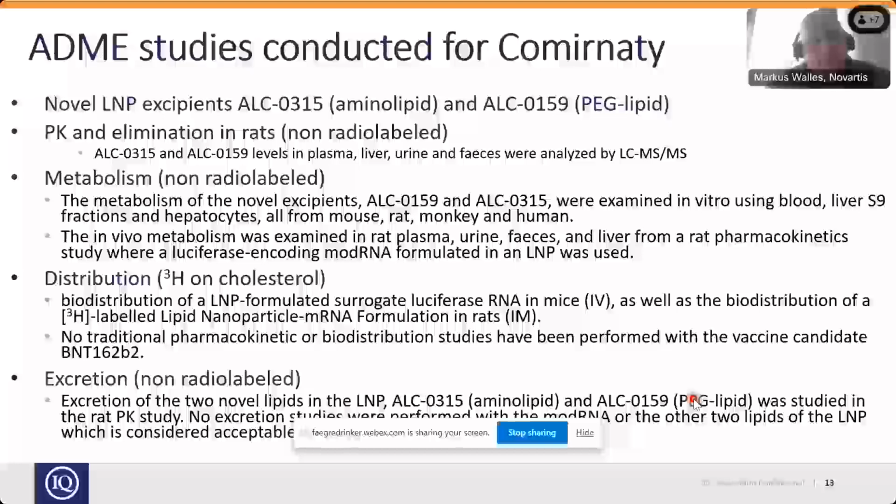The distribution studies, as I mentioned before, were done by QWBA, and for these formulation studies, the cholesterol in the LNP formulation was radiolabeled with tritium. This is a valid approach because I think the formulation is driving distribution into the tissues. This was not done with the final formulation, but also with a surrogate molecule for the RNA sequence. As I said before, no traditional PK and biodistribution studies have been performed with the final candidate at the end. And for the excretion of the two novel lipids in the formulation, these were studied simply by PK studies. No radiolabeled studies were performed to determine the fate.